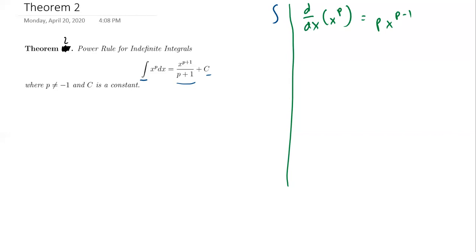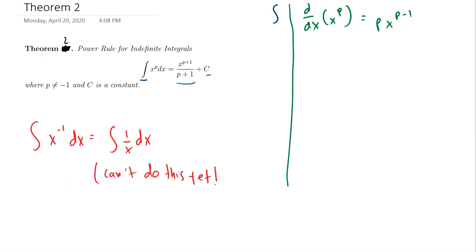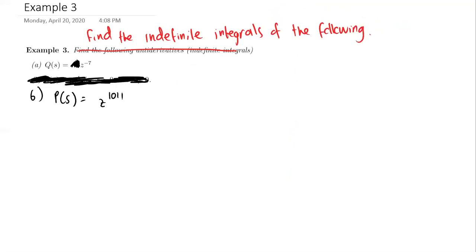Right? Now, there's just one caveat for this theorem. This doesn't work when p equals -1, meaning that if we want to find the indefinite integral of x to the -1 dx, which is the same as the indefinite integral 1 over x dx, we still don't know how to do this, right? We can't do this here. This formula doesn't work. But for any other exponent, it works. So let's see it in practice.